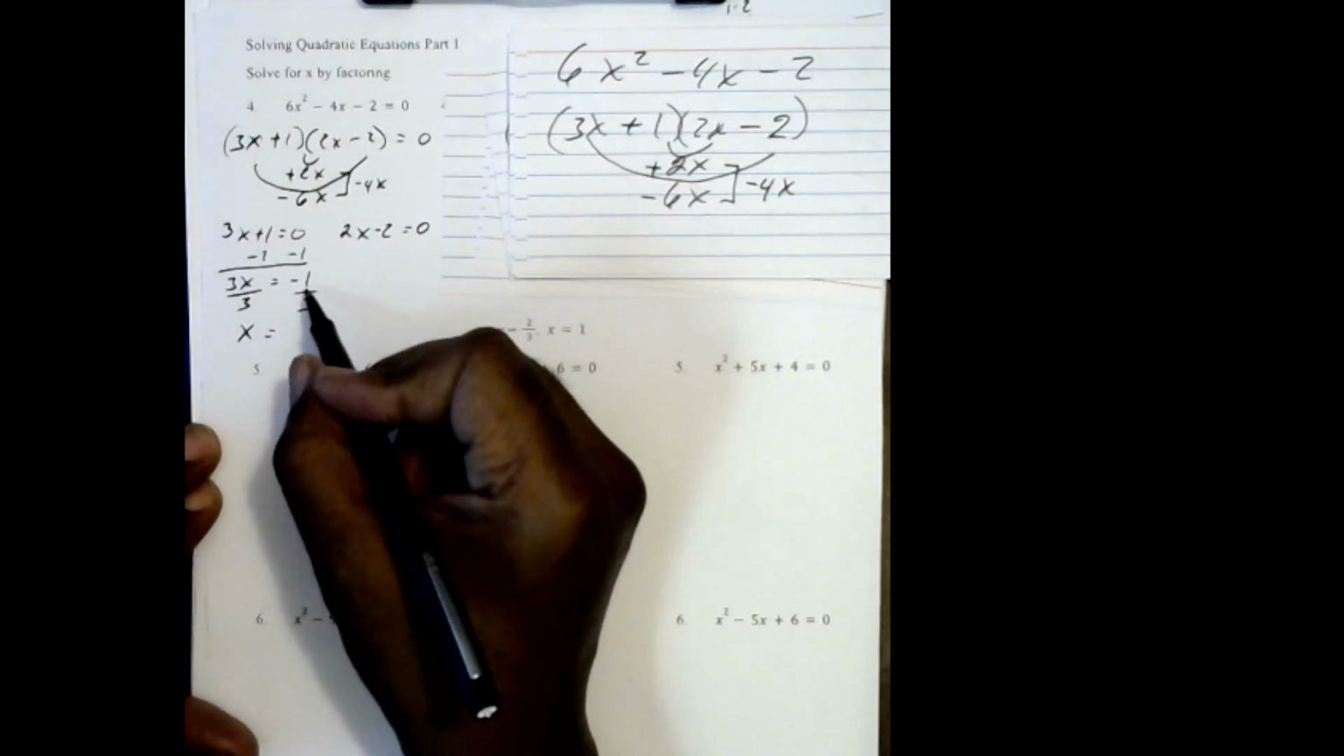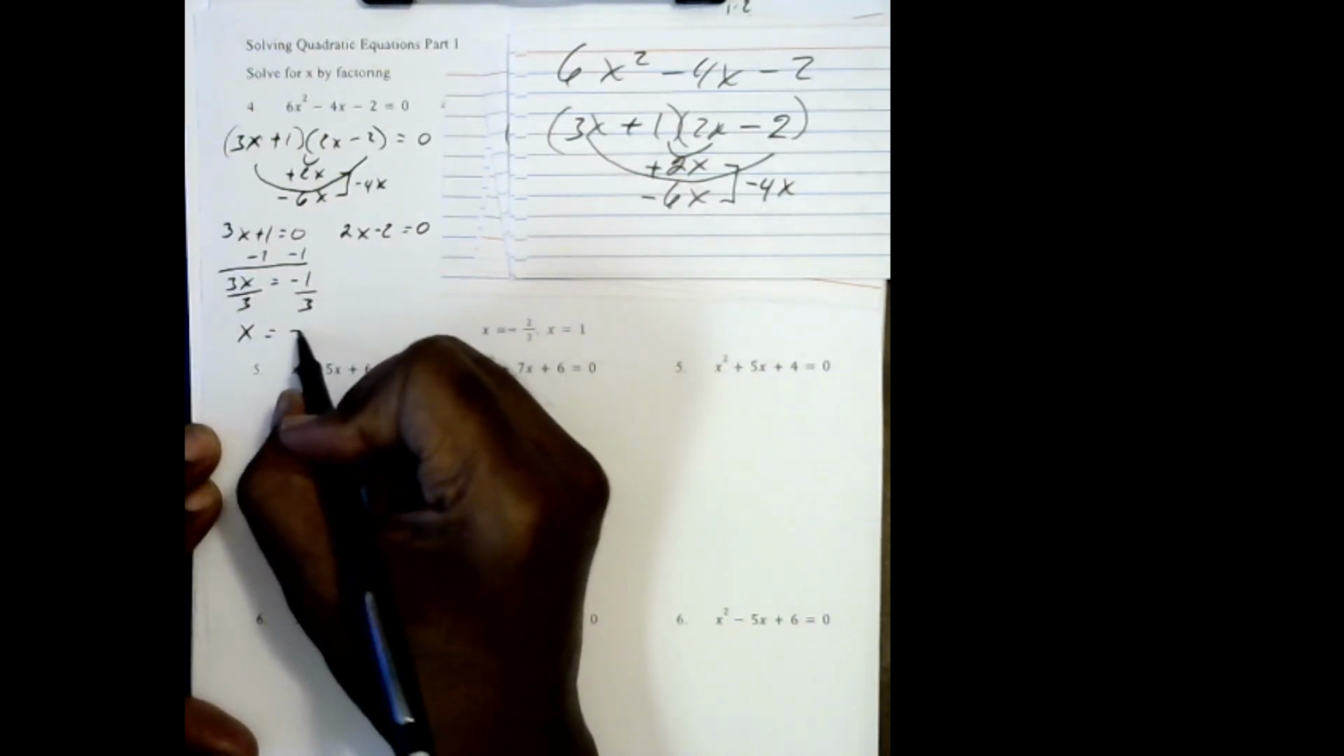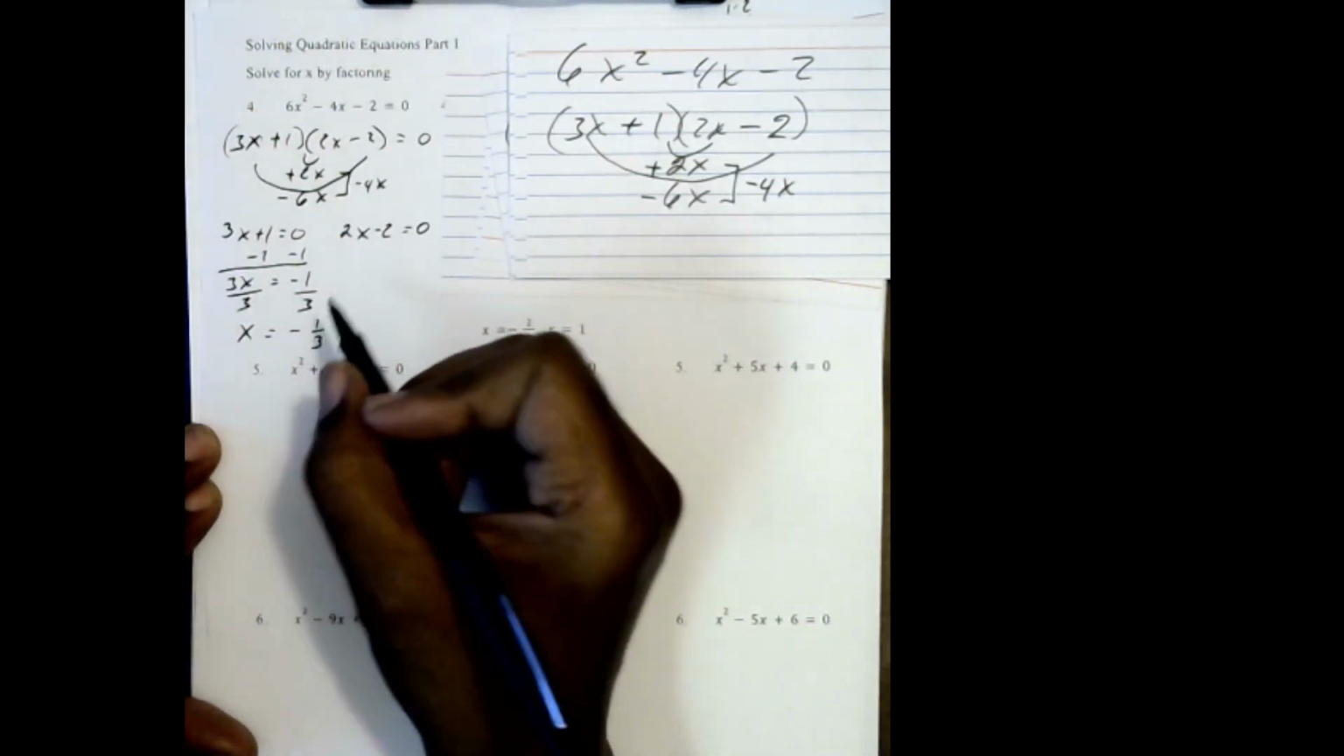So let's start here. I want to subtract 1 from both sides, and we'll get 3x equals negative 1. Then we're going to divide both sides by 3. The 3's cancel, and we get x. Negative 1 over 3 does not simplify, so it remains a fraction, negative 1/3.